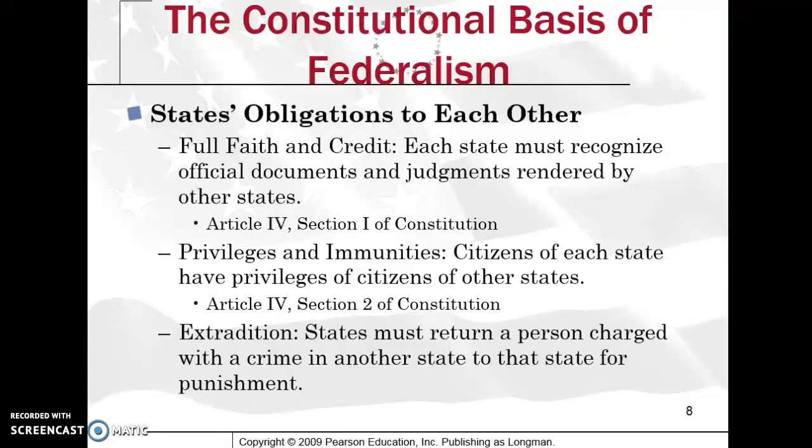In addition, if a criminal from one state flees to another state, the other state must extradite, or capture and turn the criminal back over to the state from which they fled. This is called an extradition agreement and helps to maintain positive, respectful, and unified relationships between the states.